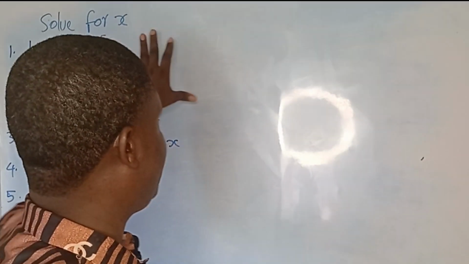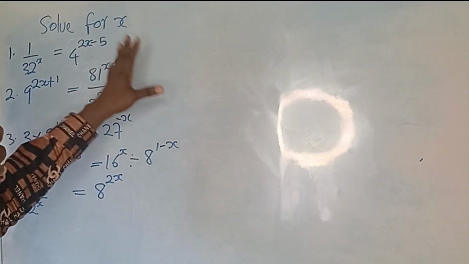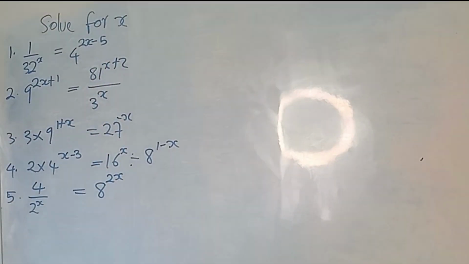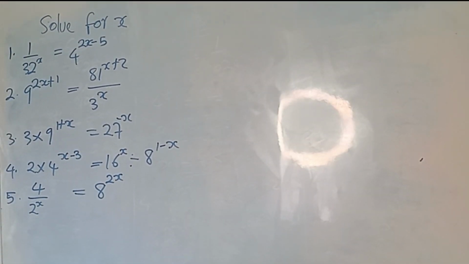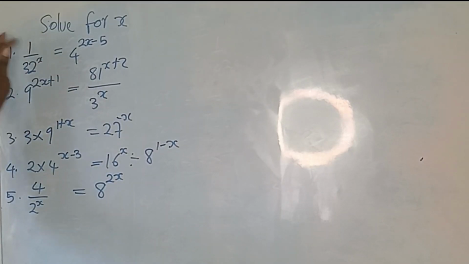So this is the second part of the examples under the exponential functions. So we have 5 more questions to solve. Okay. So the questions, so we have number 1, number 2, number 3, number 4, number 5.